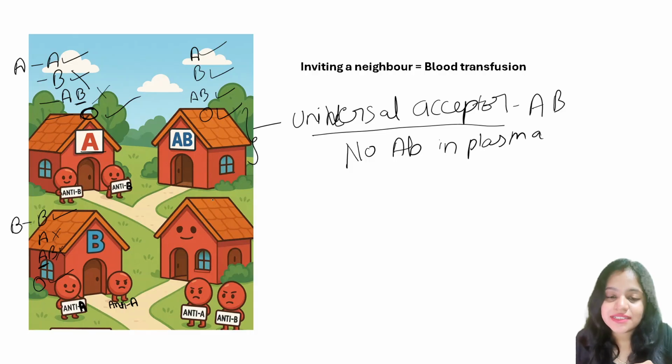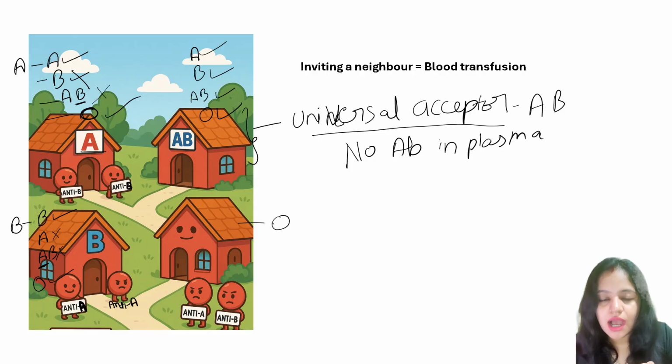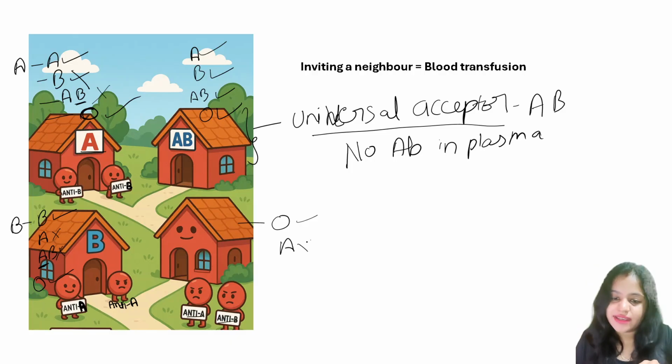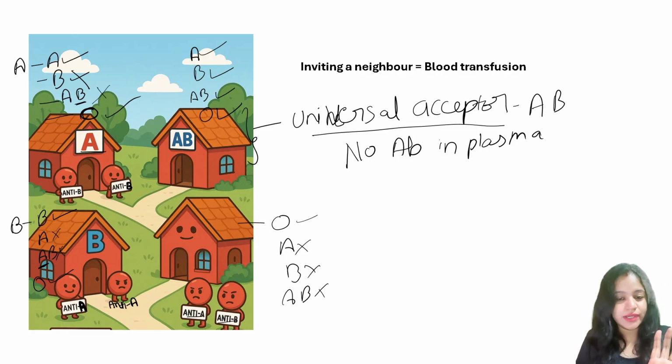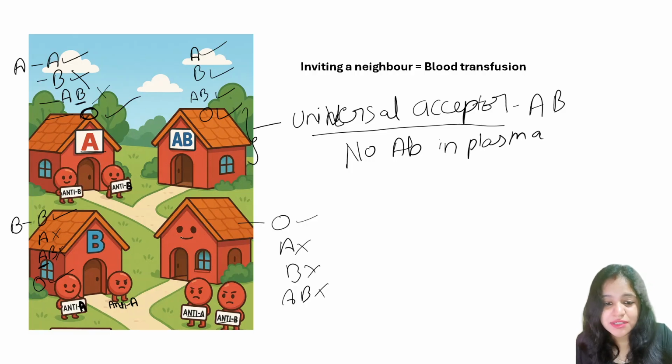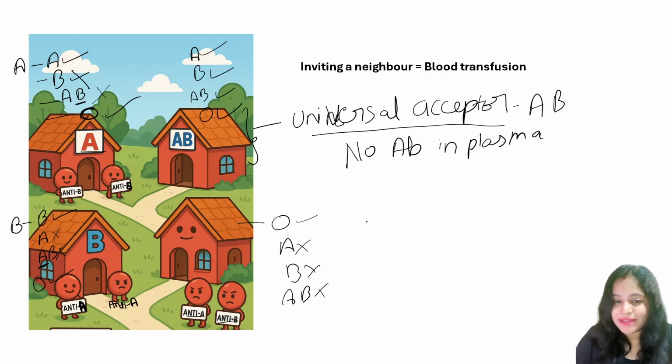Okay. Now let's see what happens when your house O has a party. Since O has a party, only O can come. Why? It has both the antibodies, anti-A and anti-B. A cannot come, B cannot come, AB cannot come, only O. Okay. But you see what is happening here? O cannot invite everyone, but O is going everywhere. Okay. So O is donating to every party. So what does that make our O?